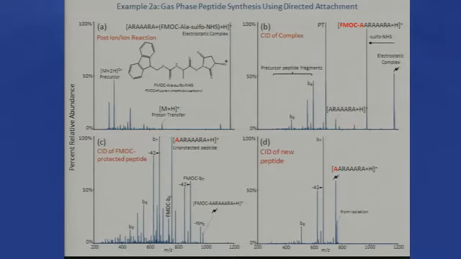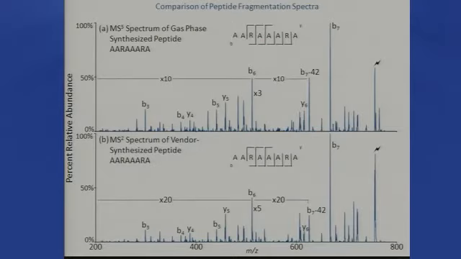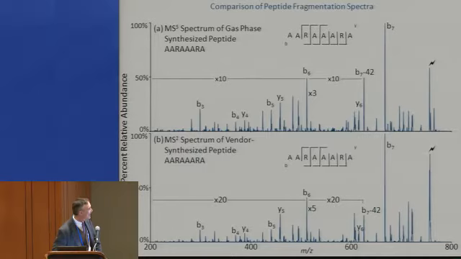FMOC is not the best to use, but that's what I have a slide of here. And then if you take that, you can activate that, and you get out a spectrum that looks like this. If you compare that gas phase-generated result to the synthesized peptide that you make or that you buy, they're the same spectrum. So basically, we've added this amino acid onto the N-terminus.